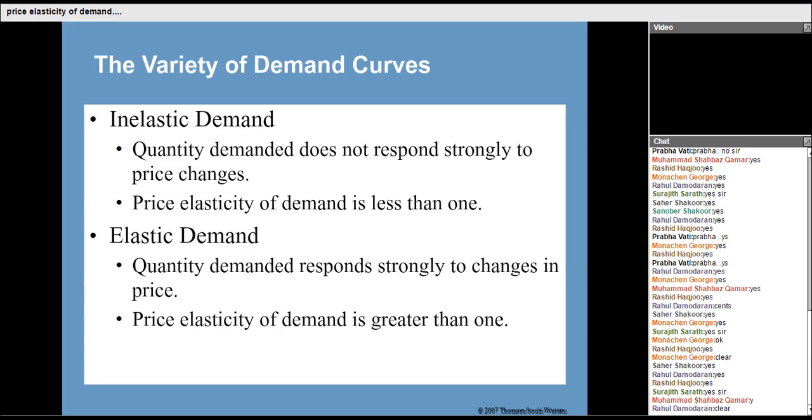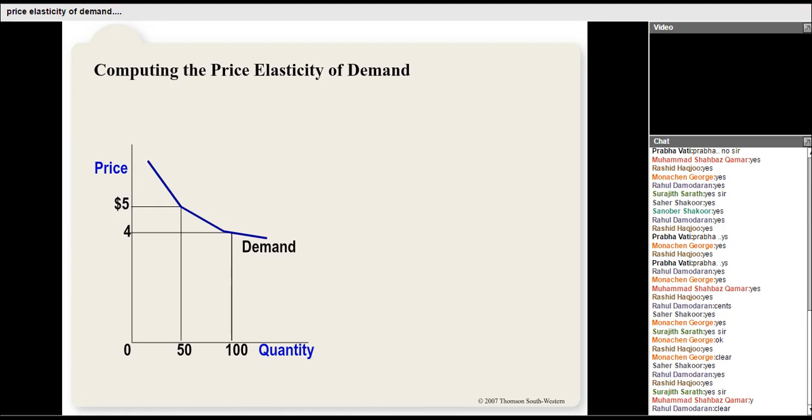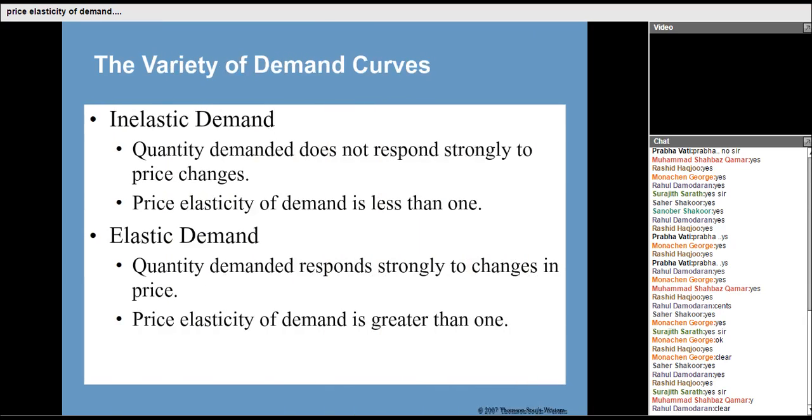What does it say? The variety of demand curves. Now we will be studying elastic demand. When we make the demand curve, we can come to know whether it is inelastic or elastic, or what type of demand it is. So let's see what inelastic demand is. The word inelastic is the opposite of elastic. Quantity demanded does not respond strongly to price change. When you change the price, the quantity demanded does not change strongly. It might be a necessary item. People are constrained to buy it. They have to buy it.